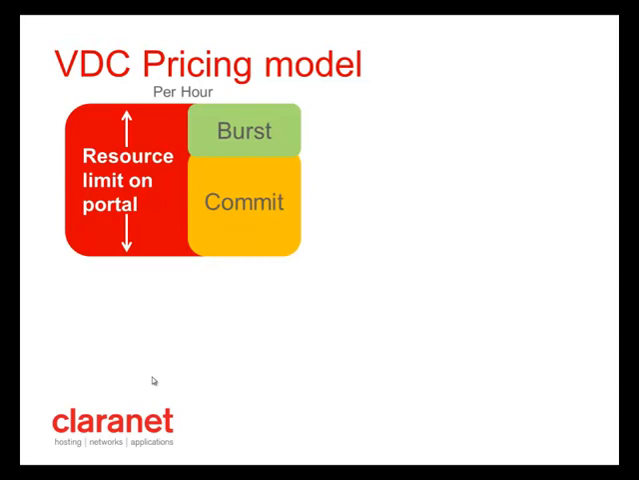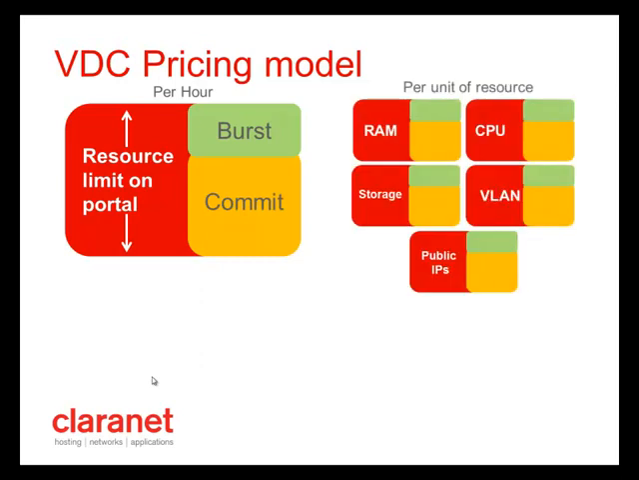The amount of resource allocated on a commit and on a burst basis then becomes the available limit in the portal. Those units of resources I touched on earlier are RAM for memory, CPU for processing, storage, both local and remote, charged at the same rate, virtual local area networks, VLANs, and public IP addresses. Note that we do not charge for bandwidth. Bandwidth is included within the resource, so we're quite different to a lot of public cloud service providers out there who bill per unit of bandwidth consumed. We do not bill for bandwidth, we bill for public IPs and for VLANs.